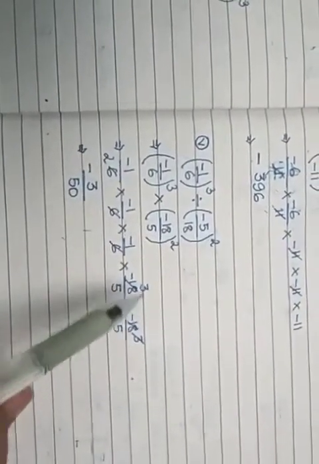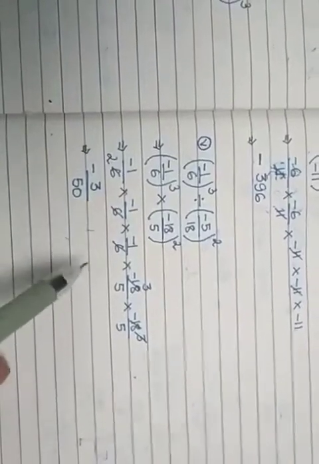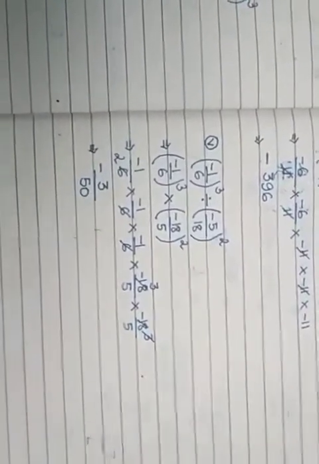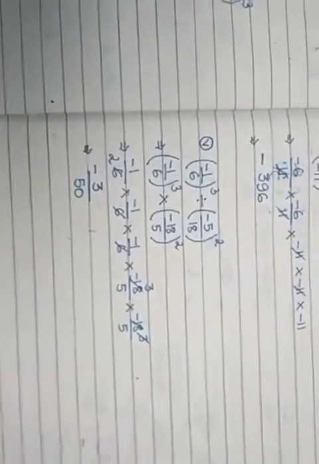So what's left in the numerator? Simple, 3. And what's left in the denominator? 2 into 5 is 10. 10 into 5 is 50. So minus 3 by 50 is your answer. Okay, so moving on to the next one.